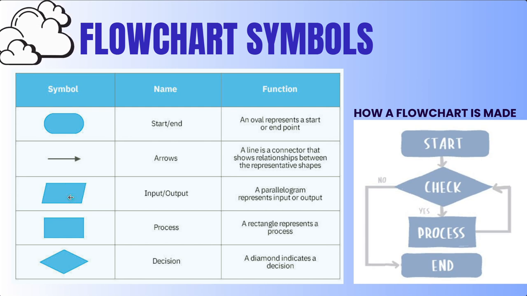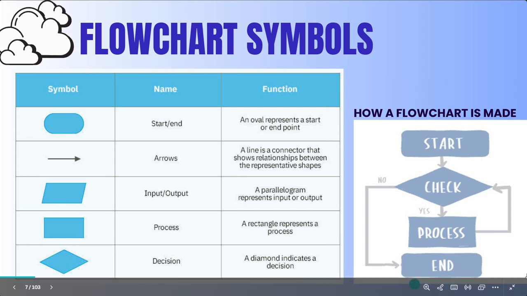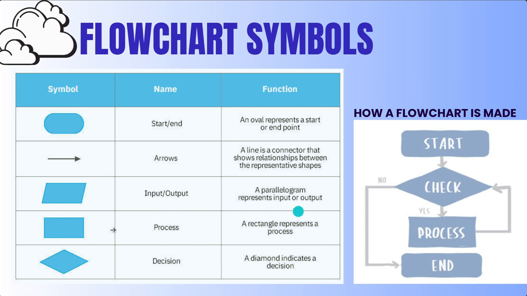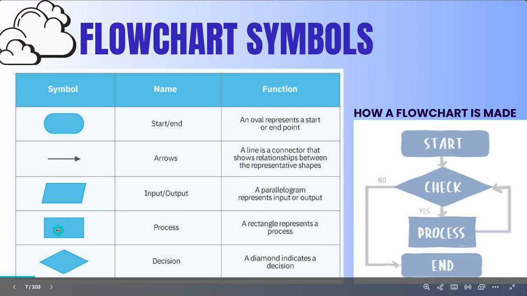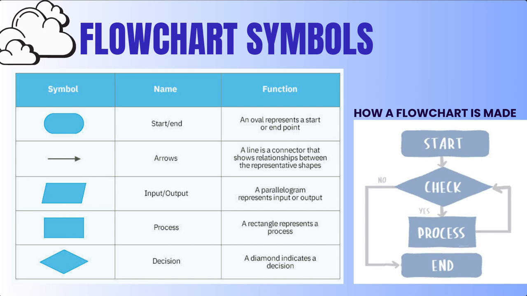And this is the input and output. A parallelogram signifies an input or output, to take an input from the user and display the output. Next we come to the rectangle. Rectangle shows the process or the calculation part. All kinds of technical things are shown with the help of a rectangle. Over here, this process part, like calculation, addition, subtraction, anything, is done with the help of a rectangle.